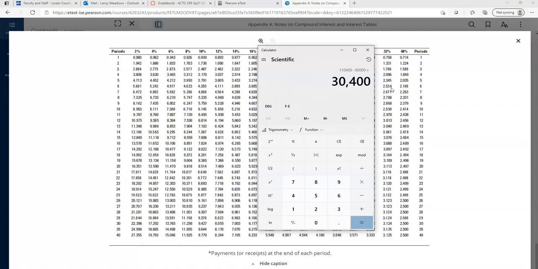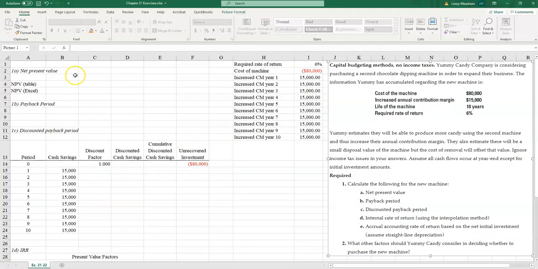$30,400. Again, this is the quick and easy way to do it because the cash flow is the same dollar amount in equal intervals. If it wasn't, then I'd have to discount each cash flow from the first year to the 10th year individually using the present value of a single dollar table. So my net present value is $30,400.